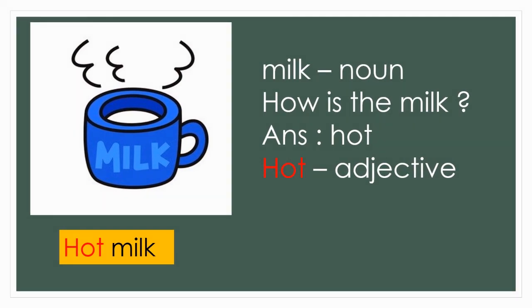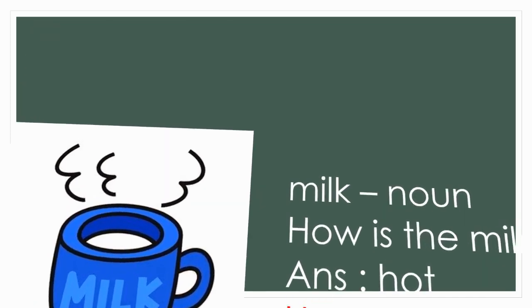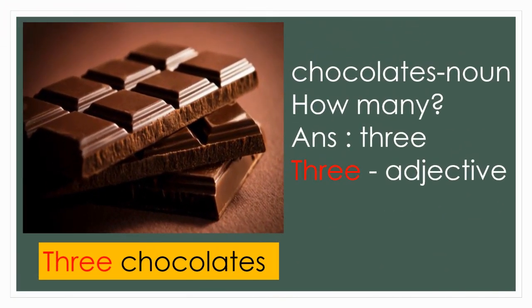Fourth example is hot milk. Here milk is the noun and the question is how is the milk? Answer is hot. So hot is an adjective here as it describes the kind of the noun. Next example is 3 chocolates. Here chocolates are the noun and the question is how many? Answer is 3. So 3 is an adjective here as it is the word which is telling us more about the noun chocolates.